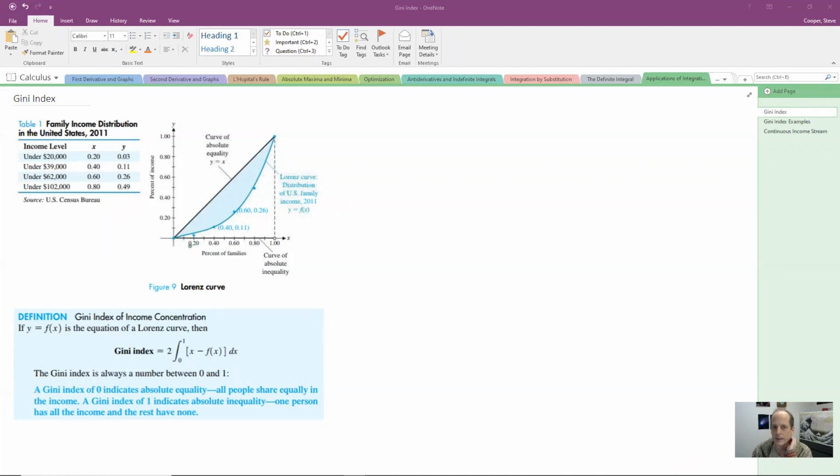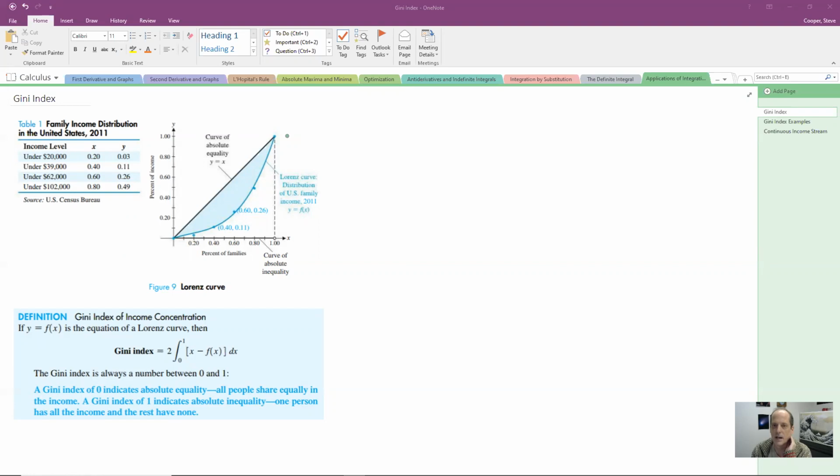So one application here is what we call the Gini index, and if you've ever heard of that, it's a measure that different countries can provide, and it establishes a meaningful number with regard to the distribution of income in that particular country. So let's talk about this curve here.